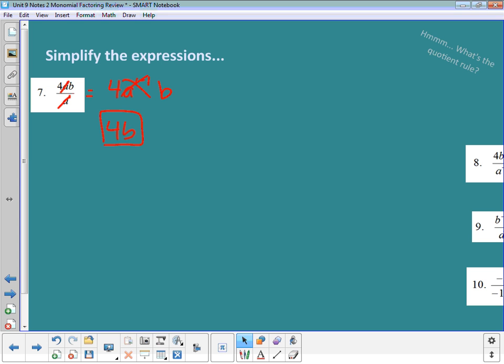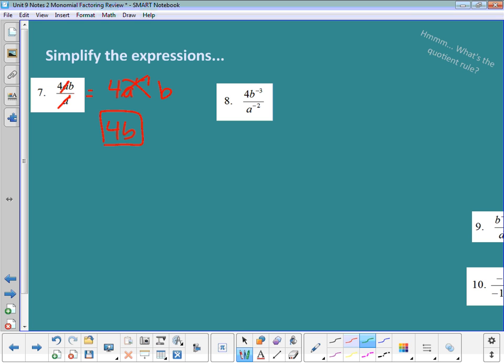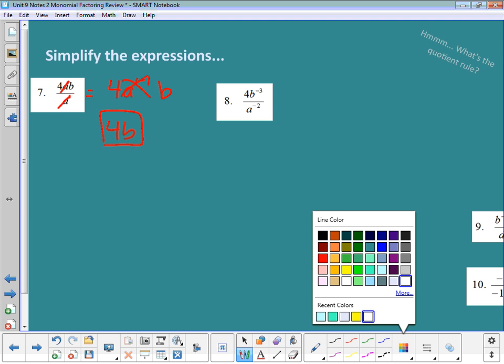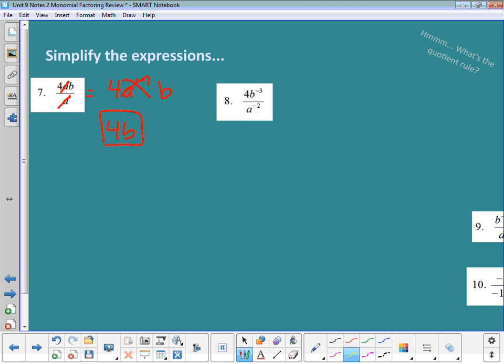In number 8, we have 4b to the negative third over a to the negative second. And again, when we have negative exponents, I need to switch their positions and move them up. So we'll go yellow here. That means the a to the negative second is going to come up there, and the b to the negative third is going to go down there. And what that looks like is 4a to the positive 2 over b to the positive 3.